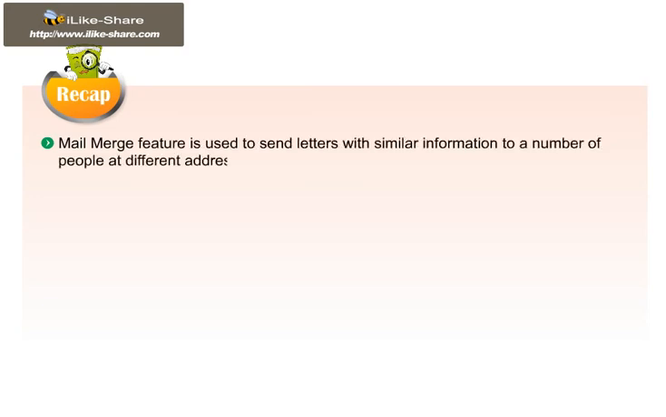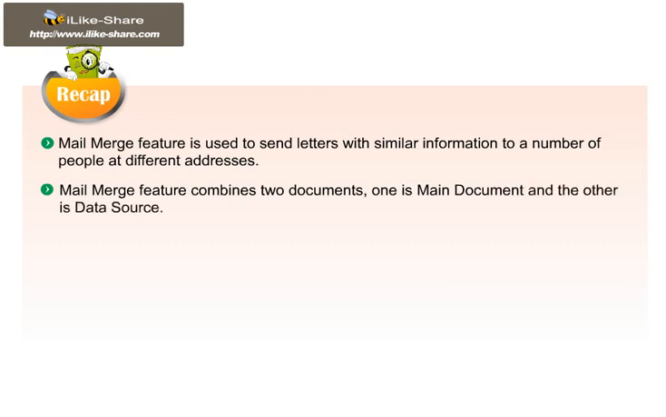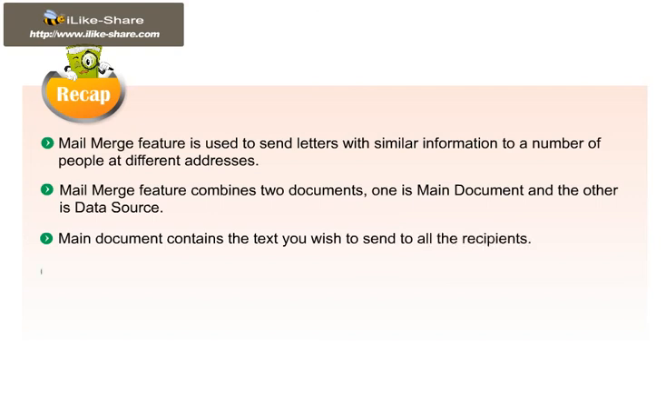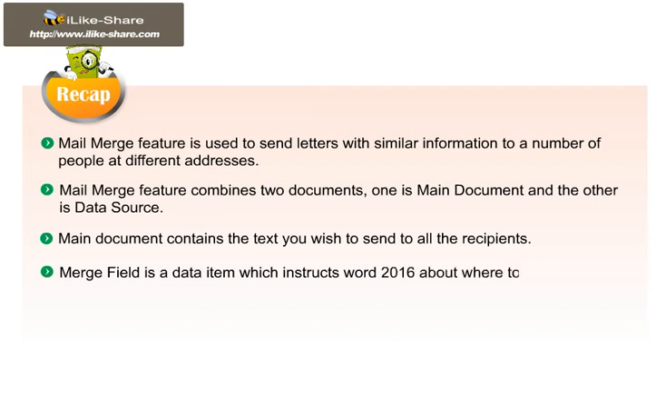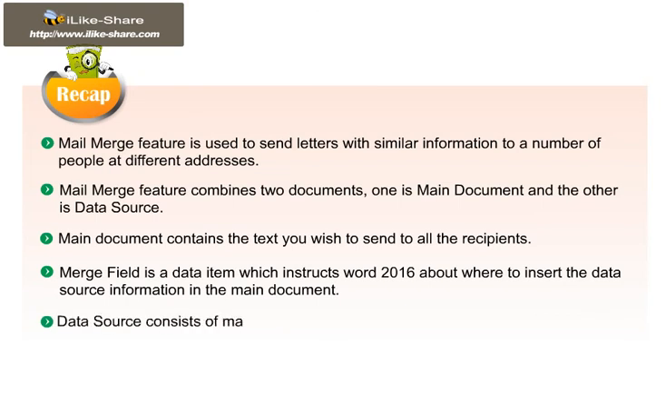Students, let's go through the recap of this chapter. Mail merge feature is used to send letters with similar information to a number of people at different addresses. Mail merge feature combines two documents. One is main document and the other is data source. Main document contains the text you wish to send to all the recipients. Merge field is a data item which instructs Word 2016 about where to insert the data source information in the main document. Data source consists of mailing list. For example, name, address, city, PIN, telephone number, etc.